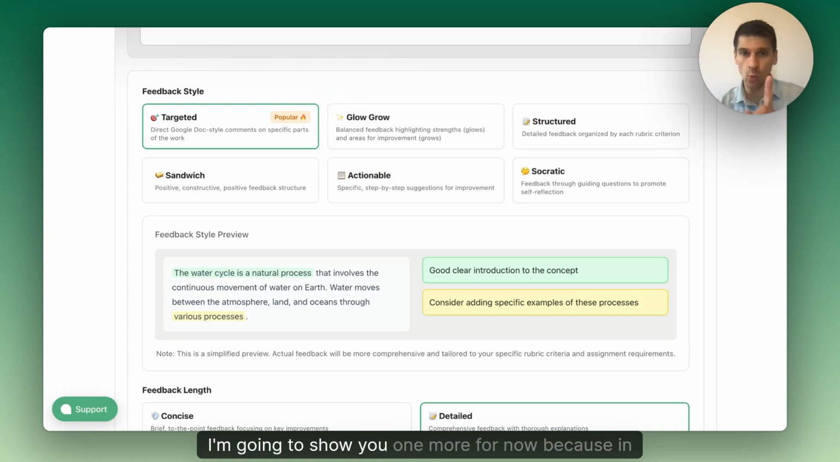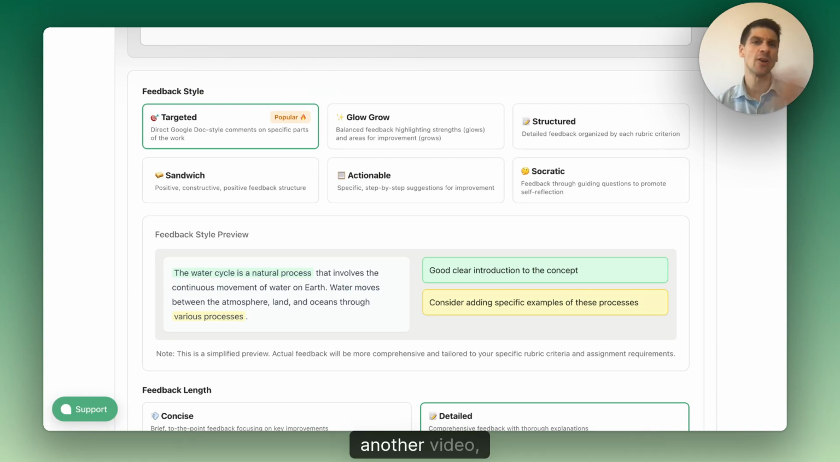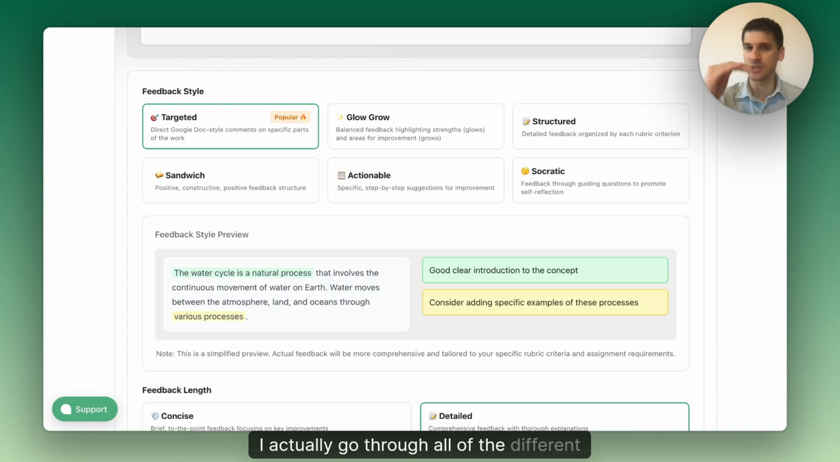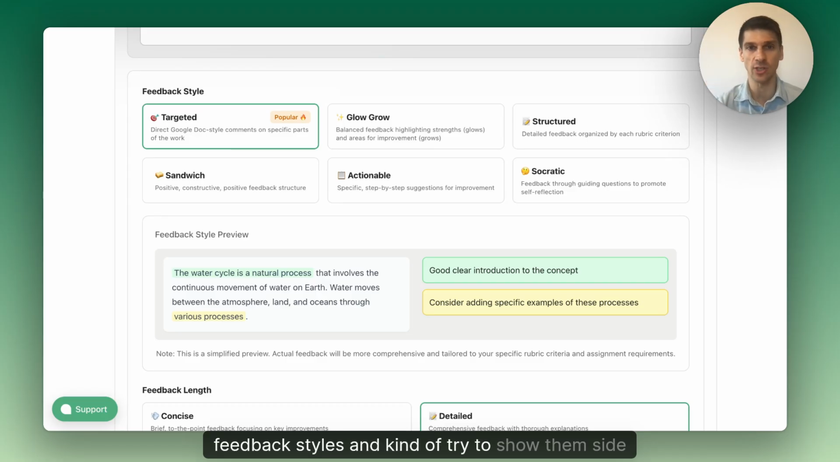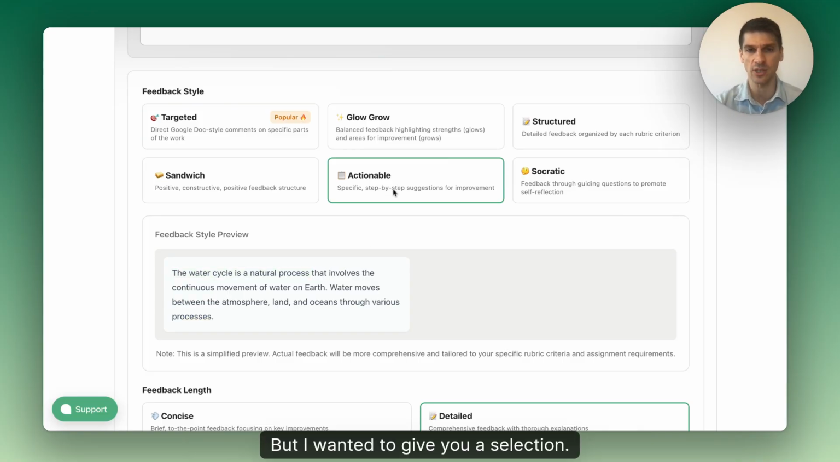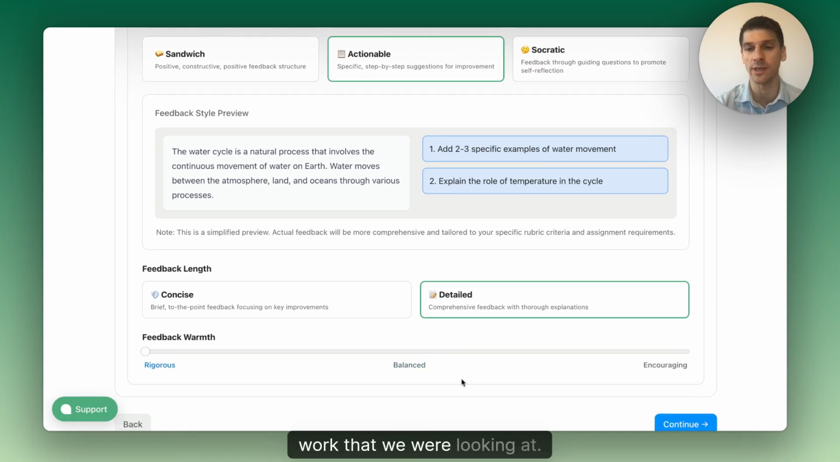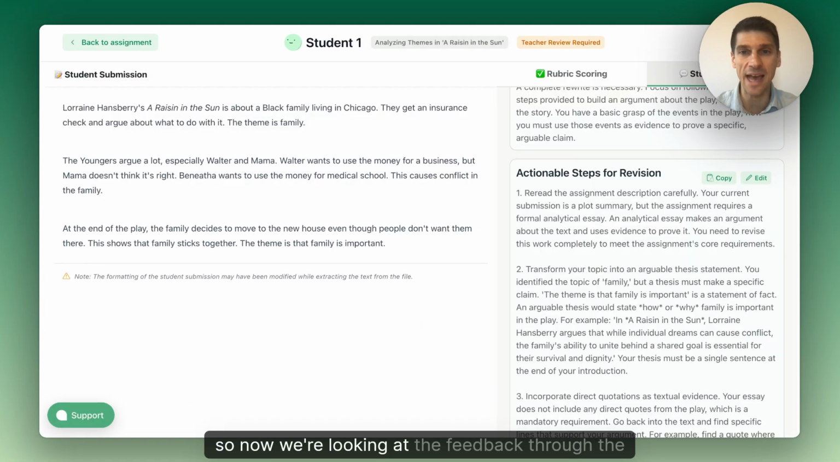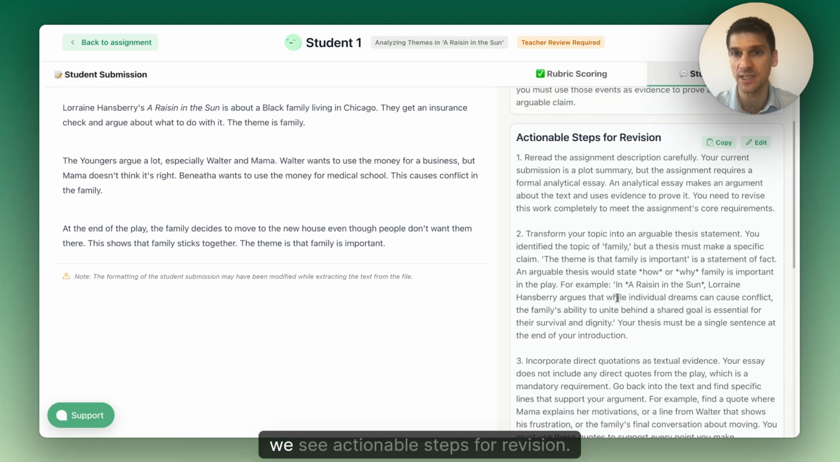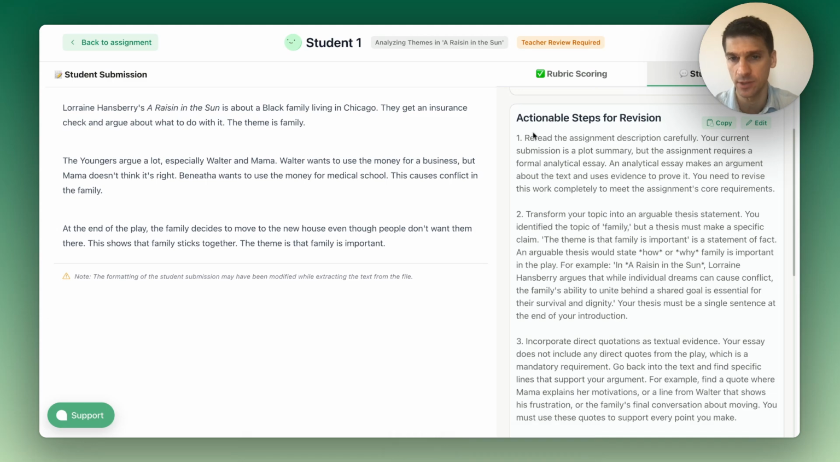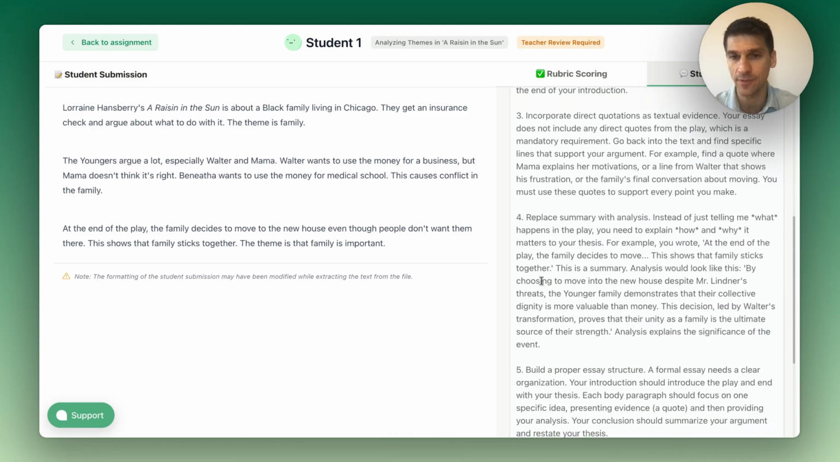All right, I'm going to show you one more for now, because in another video, I actually go through all of the different feedback styles and kind of try to show them side by side. The purpose of this video is to just show you about the high quality feedback that students can receive, no matter what style you choose, right? But I wanted to give you a selection. So I'm going to choose Actionable now, and I'm going to upload that same piece of student work that we were looking at. So now we're looking at the feedback through the actionable style of feedback for that same student work. We see actionable steps for revision, 1, 2, 3, 4, 5, okay?